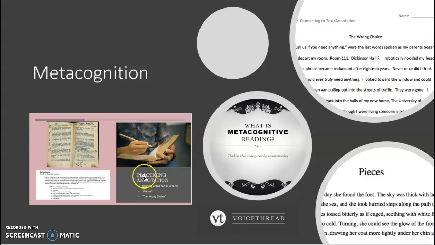So we're going to be practicing that annotation, and I'm going to model how to do that using the essay pieces, and then you are going to do it all by yourself for an assignment with the essay The Wrong Choice. So this is the other part that we're going to be focusing on, and this again is our very first unit. So this is our first couple of assignments in our first unit that we will be exploring together.